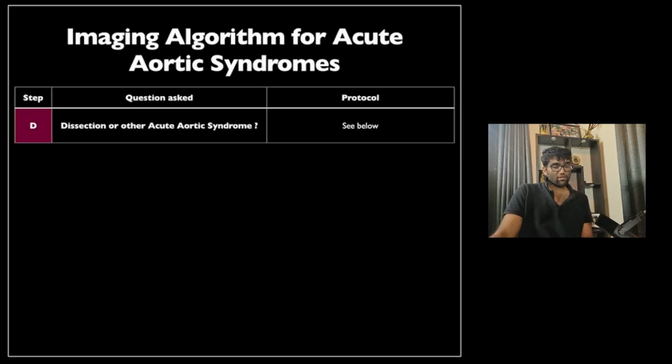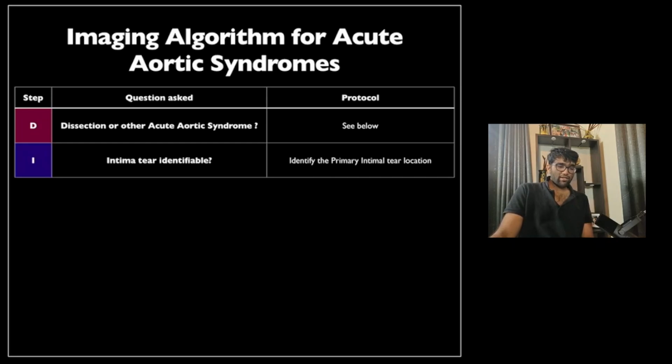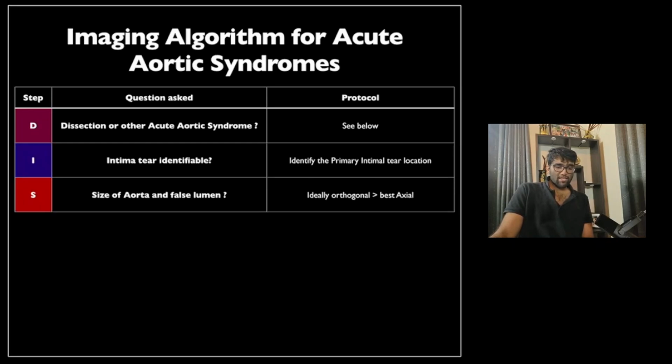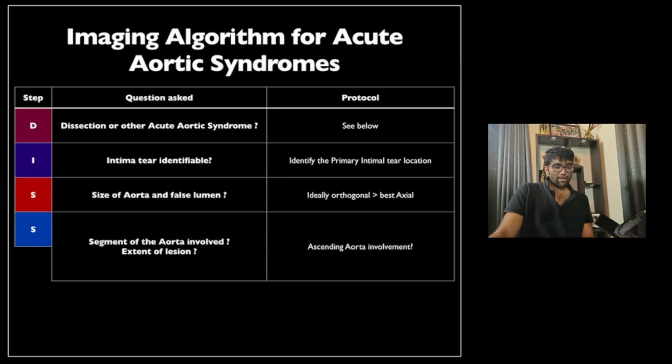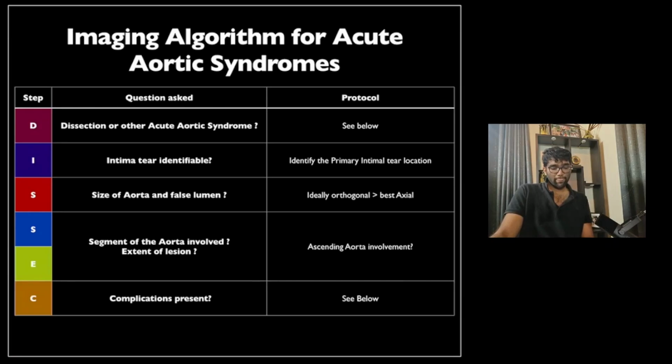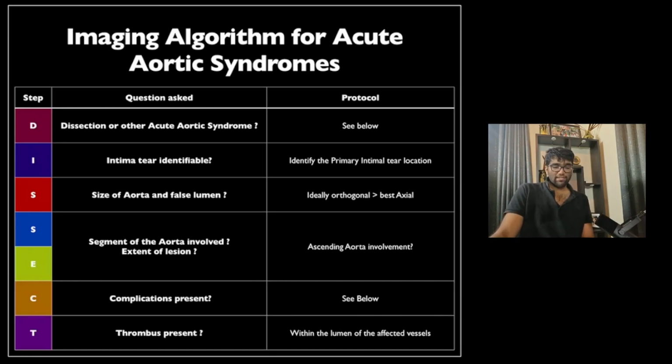So this is the algorithm that I use. D stands for first look for a dissection and or identify other aortic syndrome. I stands for identify the intimal flap. S stands for size of aorta and of the false lumen. So for this, we have to identify the false lumen. S again stands for segment of aorta affected. E stands for extension of lesion, that is how much of the aorta is affected. C stands for complications present, and T stands for thrombus present.